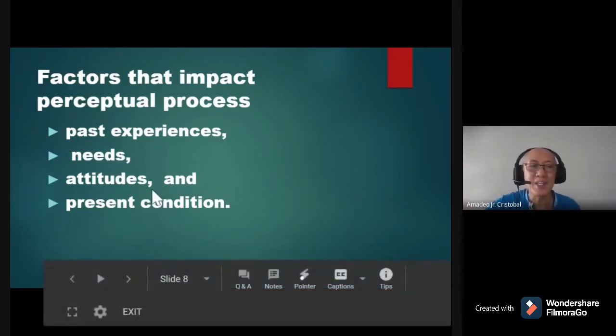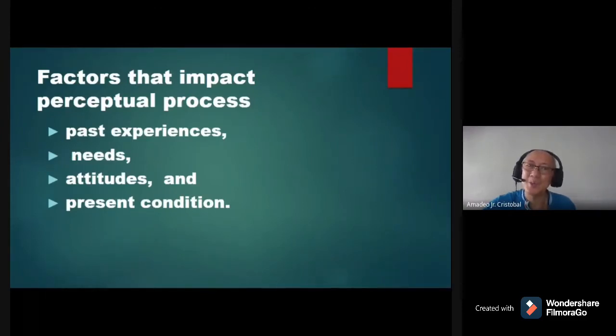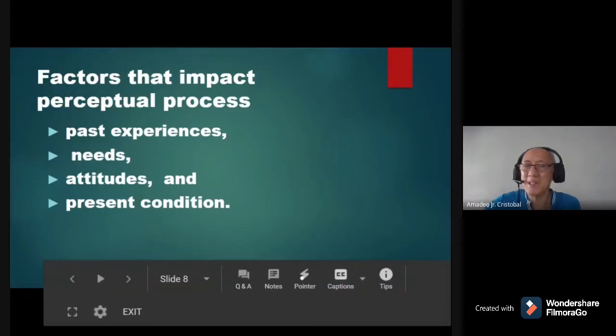Now, of course, your attitude is also a very good factor that will impact the perception process. A positive attitude will lead you to a more positive perception, and negative attitudes, of course, will lessen your perception of the things that you are seeing, especially here in this class. If you have a very positive attitude, you will learn much of the lesson today. But if you do not have a positive attitude, of course, the level of perception is lessened.